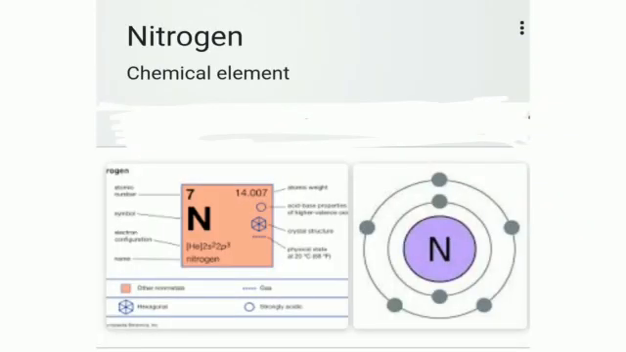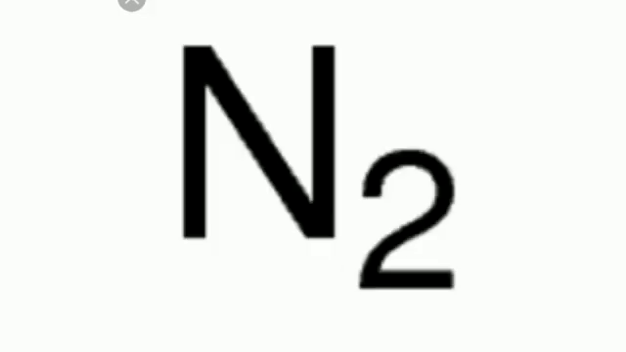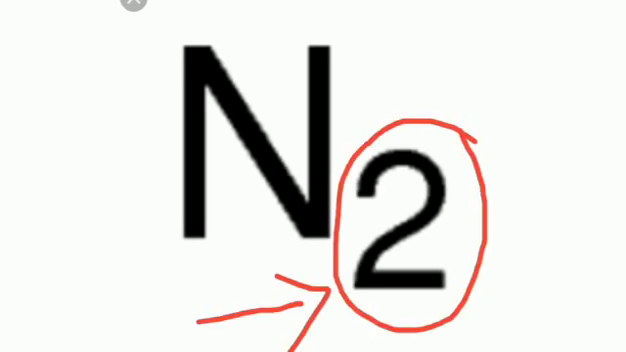For example, the molecular formula of the element nitrogen. This is the nitrogen symbol N, and this is the molecule N2. Here the symbol N shows that it contains atoms of nitrogen only, and the subscript 2 shows that there are 2 atoms in each molecule of nitrogen.